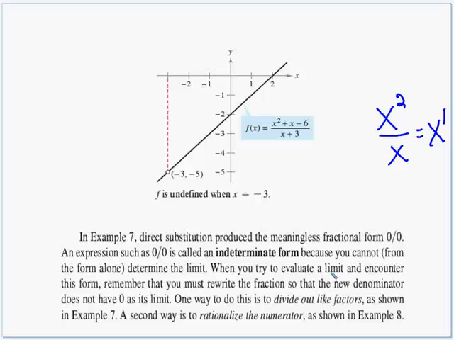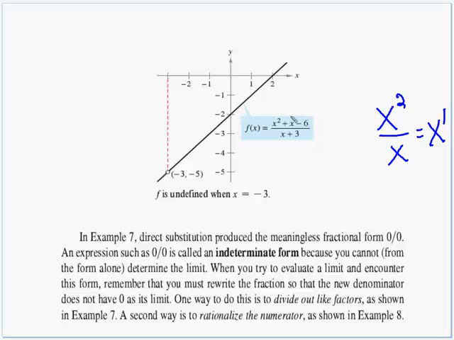When you try to evaluate the limit and encounter this form, remember that you must rewrite the fraction so that the new denominator does not have 0 as its limit. One way to do this is to divide out like factors, as shown in example 7. A second way is to rationalize the numerator, like we're going to see in the next example.